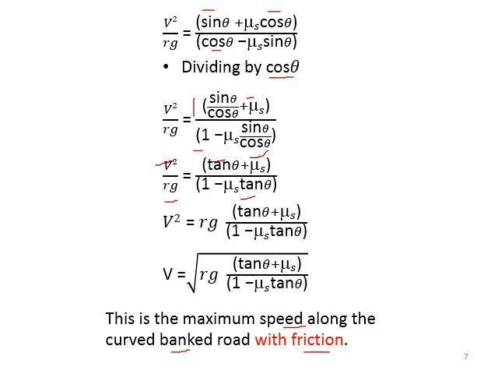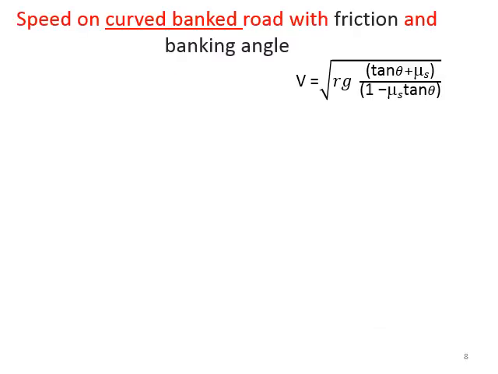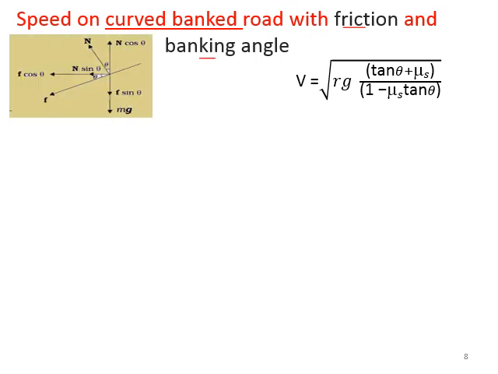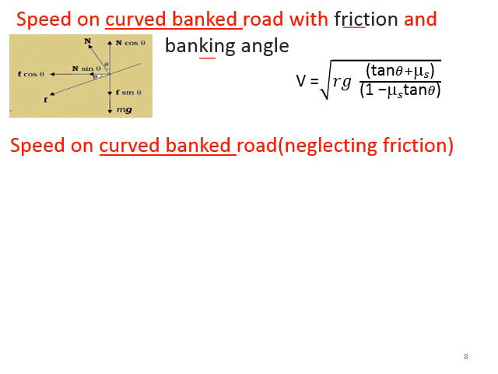लक्षात आलं? Now see what I am doing here. You should not get confused. That's why do it like this. First, speed on curved bank road with friction and banking angle. Banked road म्हणजे banking angle आलाच तिथे. आणि this is the situation and this is the formula. म्हणजे हा formula केव्हा? With friction and no doubt banked road is there. म्हणजे ही फिगर लगेच डोळ्यापुढे आली पाहिजे.